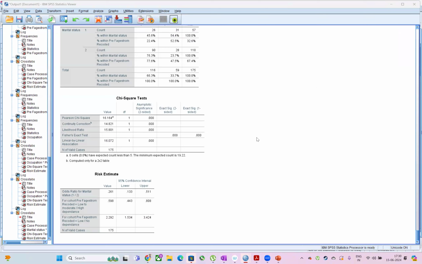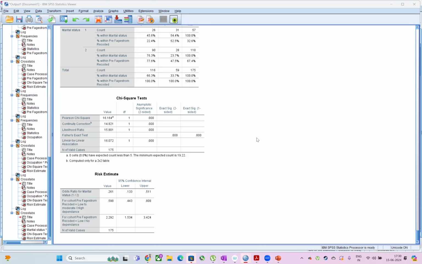Yes, exactly. Since it is less than 1, you are saying 0.26, or you are saying 26% less likely. There is another way of putting this also: 100 minus 26 gives 74, so you can say 74% more likely also. For example, category 2 is married: those who are married are 74% more likely to be nicotine dependent. So either way you can go.